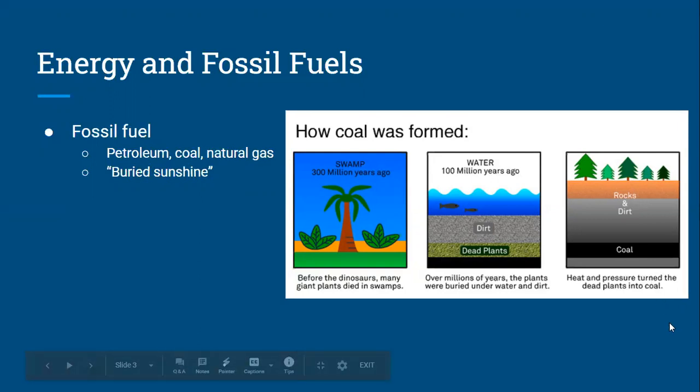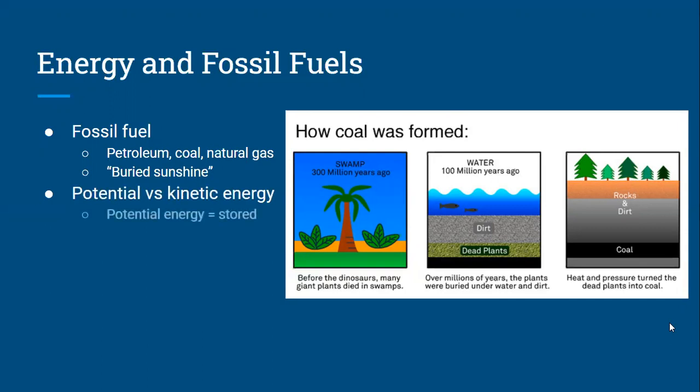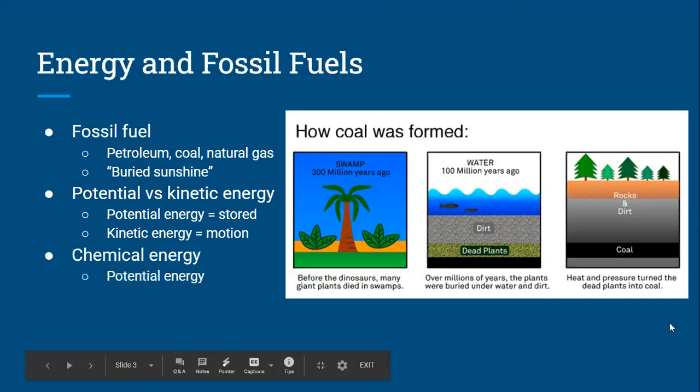Two main forms of energy that we're going to talk about are potential and kinetic. Potential is stored energy, and kinetic is the energy of motion or movement. We're going to focus primarily on potential energy. An example of potential energy is chemical energy. It's the energy stored in a chemical bond.